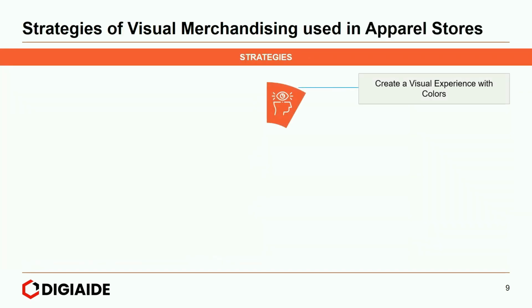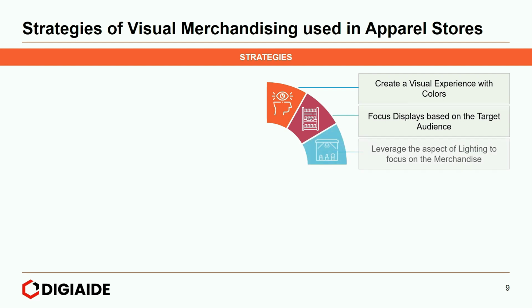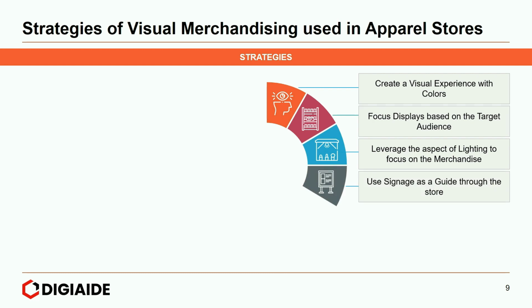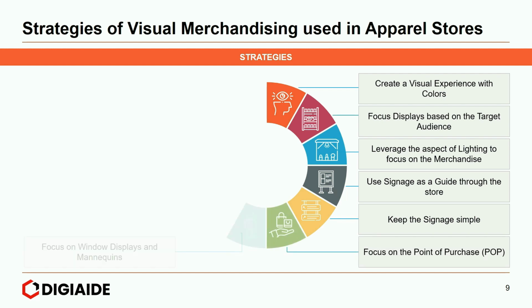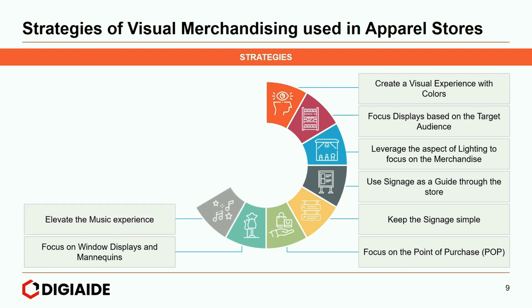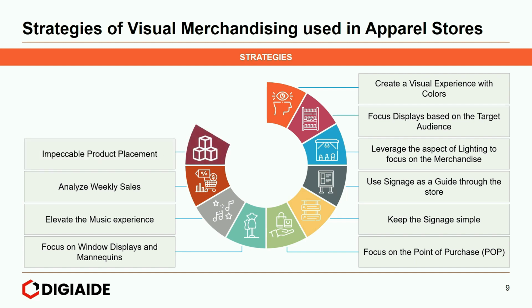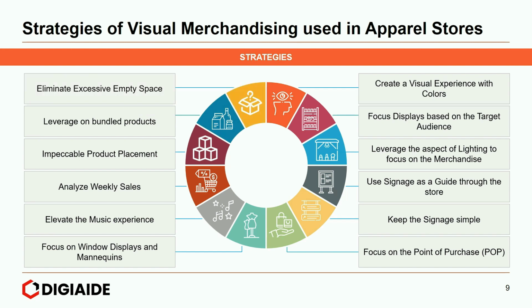Moving on to the strategies of visual merchandising used in apparel stores. First, create a visual experience with colors. Next, focus displays based on target audience. Then, leverage the aspect of lighting to focus on the merchandise. Then, use signage as a guide to the store. Moving on, keep the signage simple. Focus on the point of purchase. Next, focus on window displays and mannequins. Next, elevate the music experience to keep the shopper indulged. Then, analyze weekly sales. Then, impeccable product placement. Then, leverage and bundle products. And finally, eliminate excessive empty space from the store.